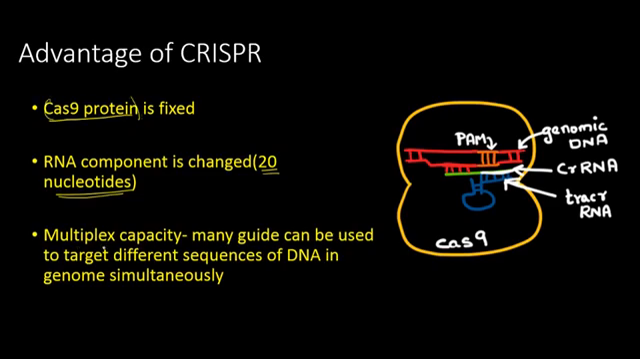Then it has a multiplex capacity, which means we can inject multiple CRISPRs with different targets together into a cell, and each of them will go and act, so we can edit different areas at the same time. So it has a multiplex capacity compared to the previous generations, where we could only edit one at a time, which is very difficult.